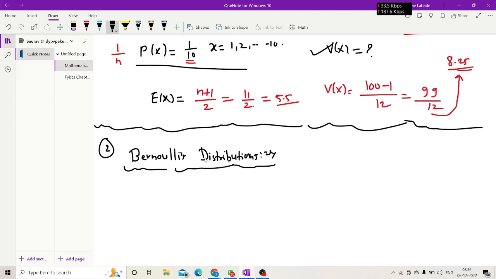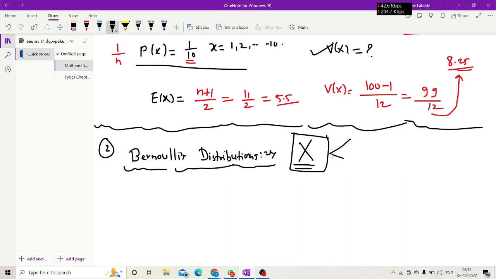Now suppose I am assuming, again, the same random variable capital X. Random variable I am assuming. So this particular random variable X will be a Bernoulli random variable.